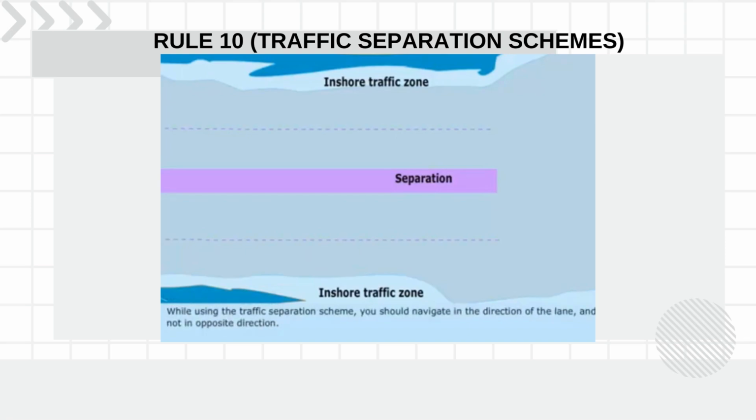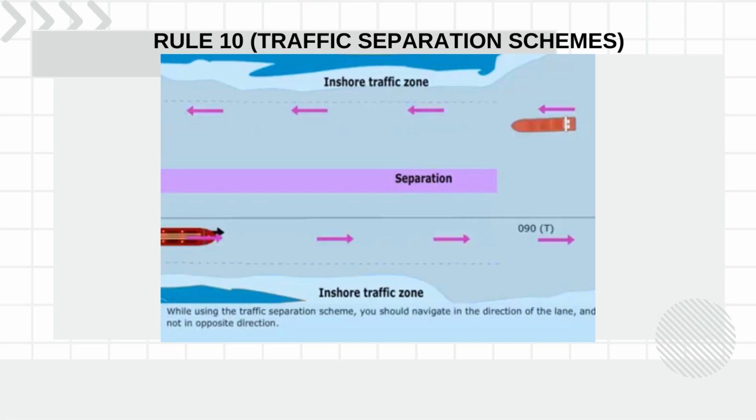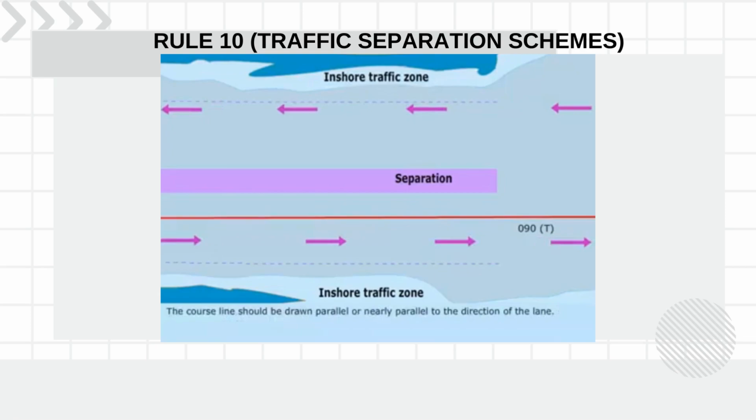While using the traffic separation scheme, you should navigate in the direction of the lane and not in the opposite direction. The course line should be drawn parallel or nearly parallel to the direction of the lane. Draw the course at the center of the lane and clear of the edges.